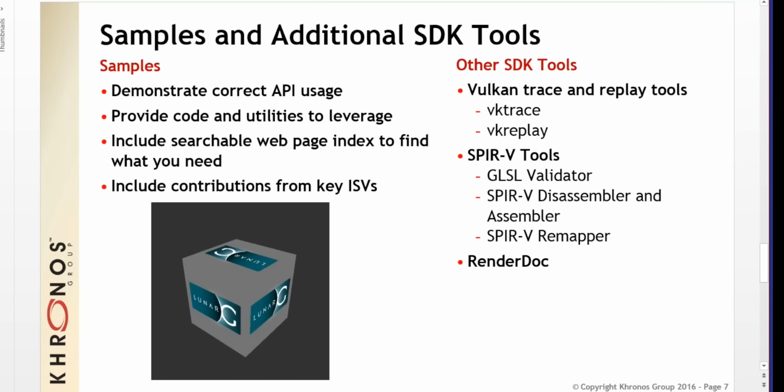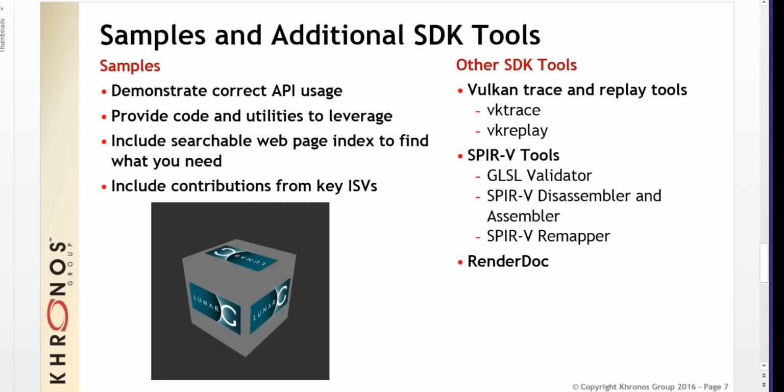As mentioned by Neil, SPIR-V is the intermediate representation to be used by Vulkan. The GLSL validator tool will allow developers to convert their existing GLSL shaders to SPIR-V. The disassembler will take a SPIR-V binary, create a textual form that can be edited by users, and then the assembler can turn that textual form back into binary form. And the SPIR-V remapper is used to make SPIR-V files more compressible, which can be useful when games or applications have a large number of shaders and need smaller file sizes.